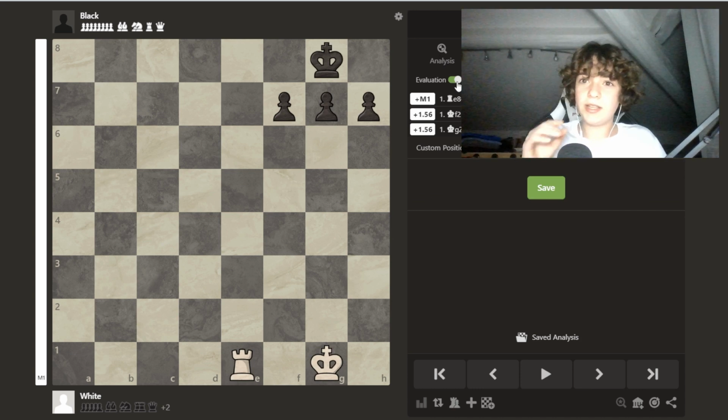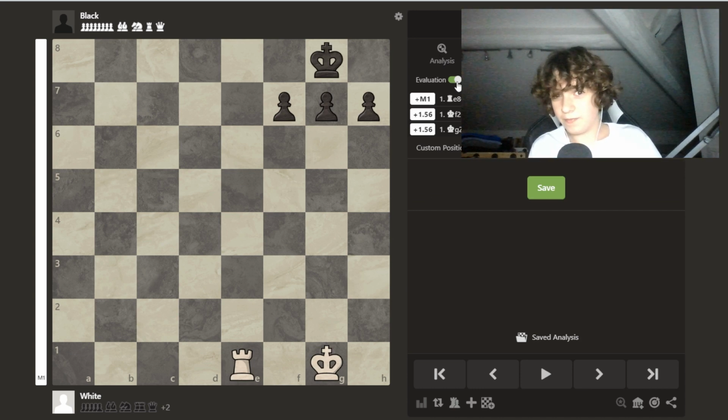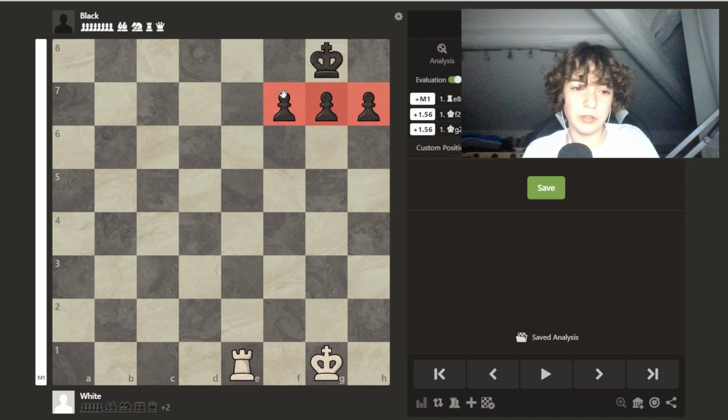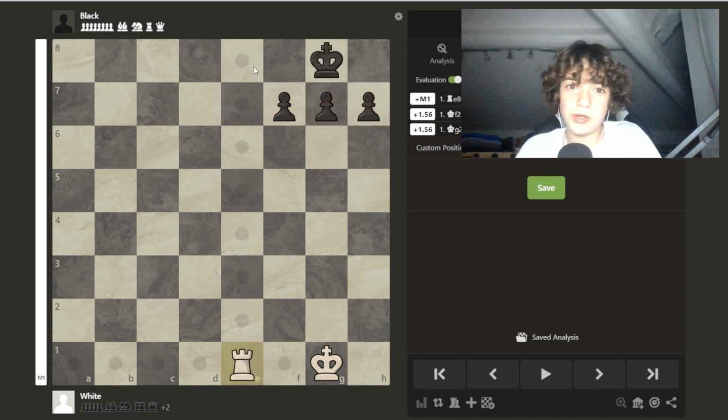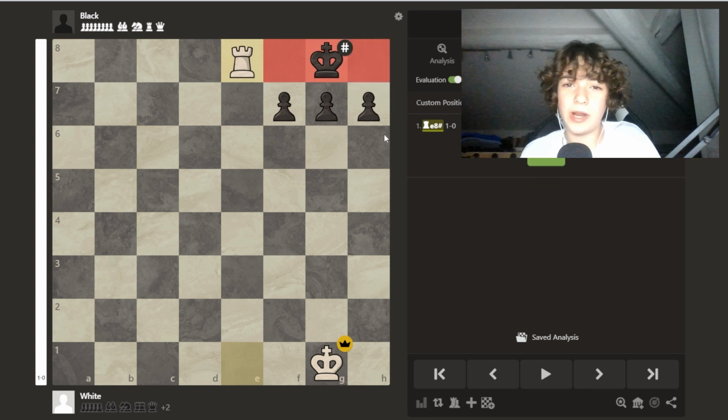The next one is a back rank mate. A back rank mate is just when the king is boxed in and has pretty much nowhere to go, and you're just gonna be occupying all of its available squares.